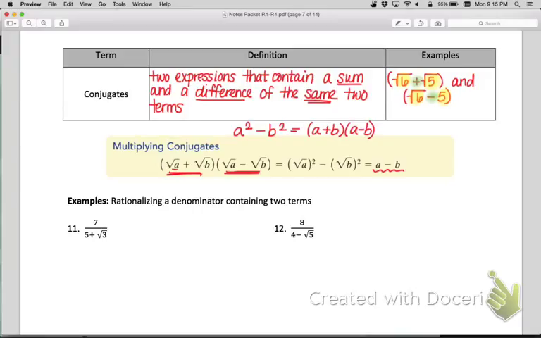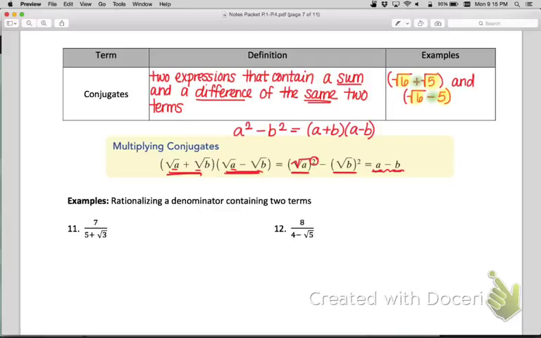So here's my a plus b and my a minus b. So that gives me a squared minus b squared. But in this case, a and b, we're talking about radicals. Remember that whenever you square a square root, it's going to cancel out. That's why we get just a minus just b. That is the big idea when we're going to rationalize a denominator that has two terms in it.